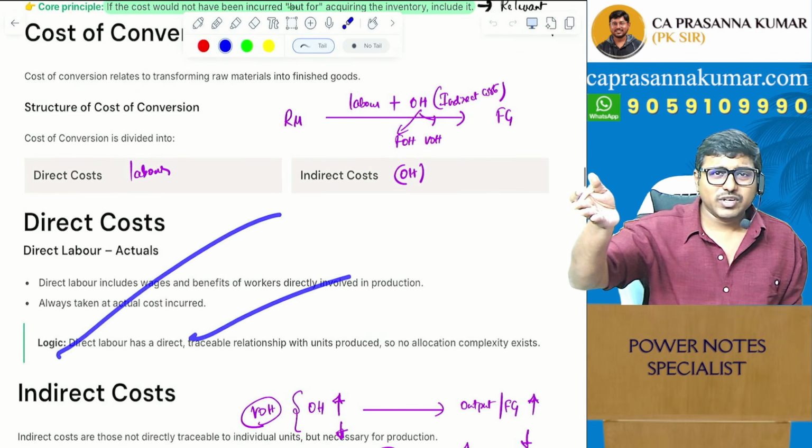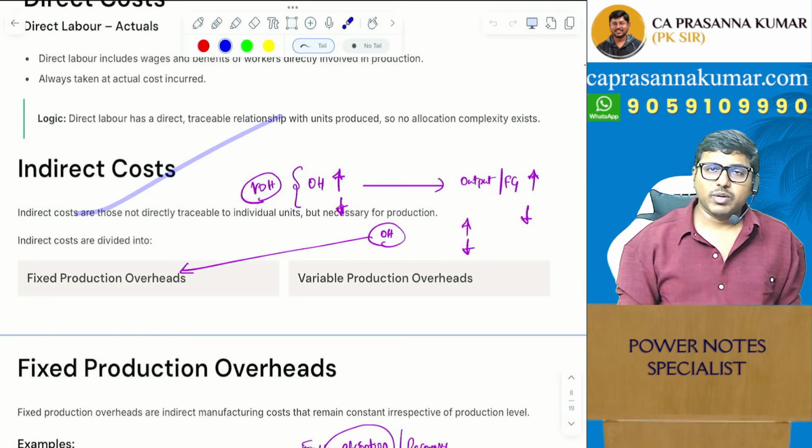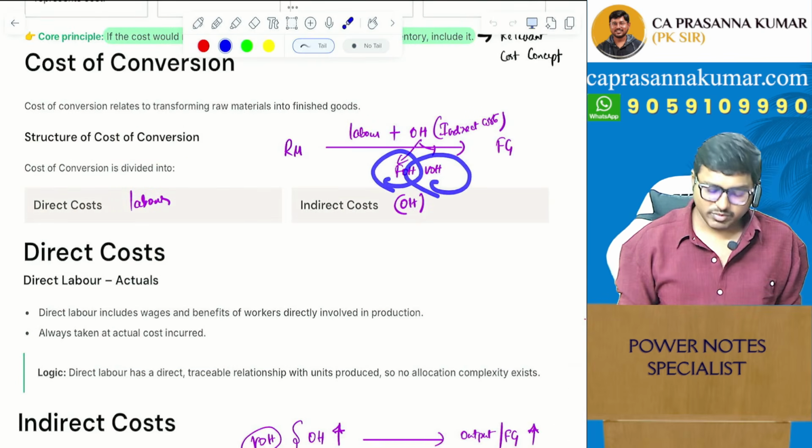Whatever is actually given in the question, copy paste that. With respect to indirect cost, that is overheads, here we have a problem. Because the so-called overheads or indirect cost is divided into fixed as well as variable.